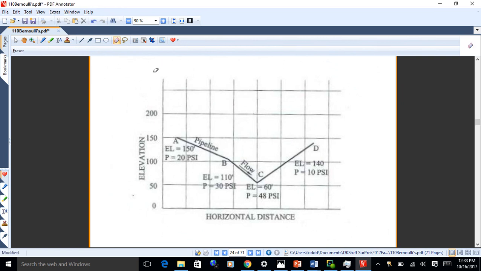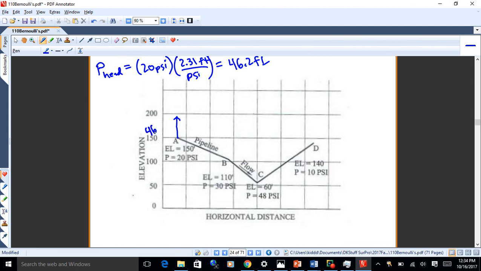So if the pressure is 20 psi, let's find the pressure head. What, 2.31 feet per psi? So what's that going to be? Is that going to be 46.2 feet? Yes. All right, and then we'll take that and add it here, and we'll get up to 196.2 feet total. And you can see what's going on with this pipeline too. As we're running down the pipeline, the pressure goes up.